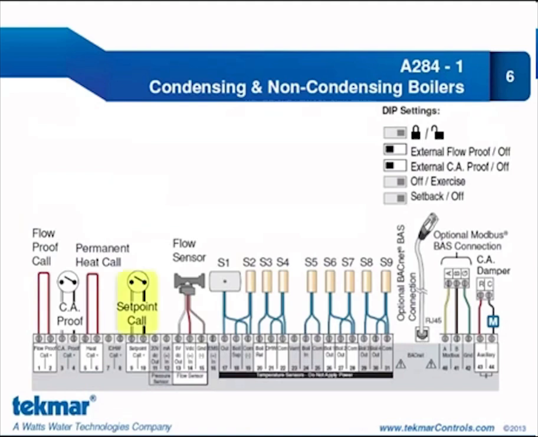Our set point call is being switched. This could be switched by a classic thermostat or a classic set point control. And then we move on to our sensors. Our flow sensor is a three-wire connection to the control. You can see it is easy to distinguish because, again, we are reversing the color. So we go from the gray color to the white color for the flow sensor.